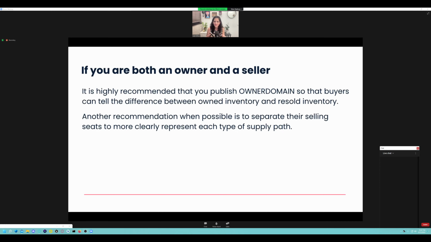They want to understand the supply path better, and they will reward the publishers and the companies that are doing so. Another recommendation, when it's possible, is to separate your selling seats. Although this update is only about Ads.txt, there are some recommendations here about sellers.json and how to behave with the different exchanges that you work with. If you're also an owner of websites or domains, and you're also a seller, separate the accounts. Have a seller ID for the domains that you own and monetize, and a seller ID for the domains that you sell and resell their traffic.